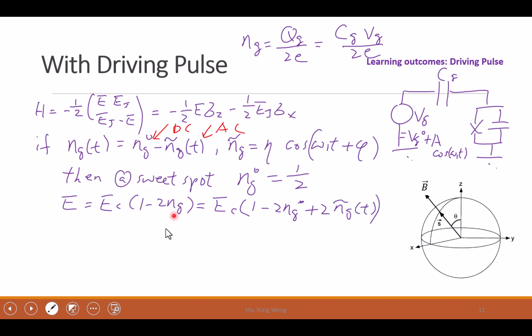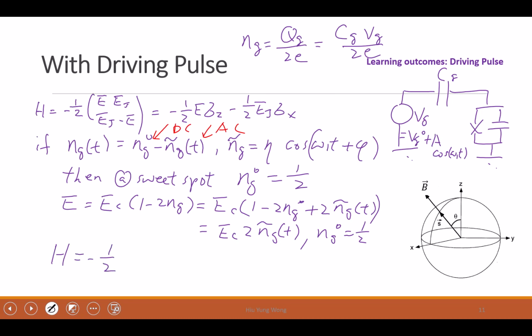Is this okay? Because I just plug in NG equal to this, I have NG0 and NGT. The first part is general, and because it is the sweet spot, this is just equal to EC times 2 NGT. When NG0 equals half, this term is cancelled. And when I don't have this small signal, the whole thing is 0. Get it? So the Hamiltonian is equal to negative half.